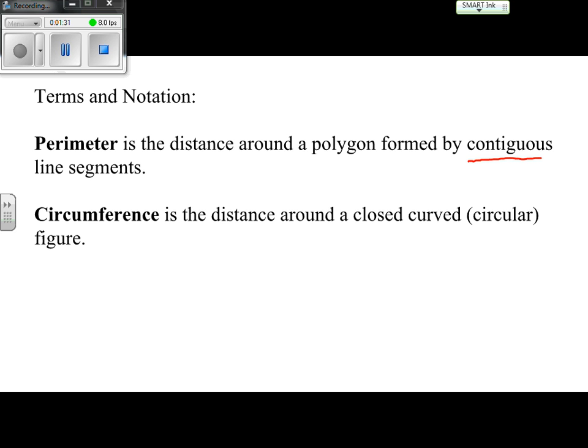Circumference is really just another word for perimeter. It's still a distance and it's still going around a figure, except this time we're dealing with a curved figure, such as a circle. And so we do have a formula that we want to use for circumference. And for circumference, which I will label as capital C, it equals 2 pi r.